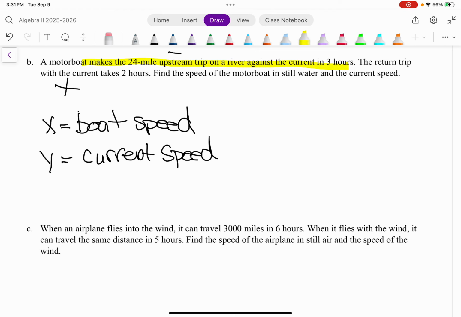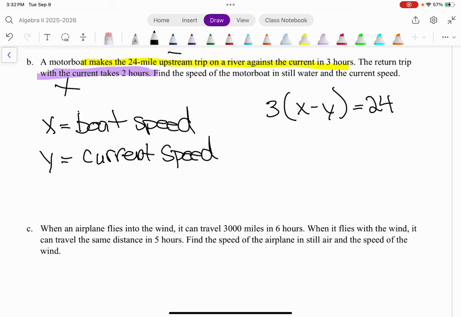So the first part was a 24-mile trip with 3 hours, and we were going upstream. So we would take the hours times X minus Y because we're taking away from our speed. So the speed needs to be smaller, equals our distance of 24. Then our second equation, we had a trip that was 2 hours, and it was the same trip that we took before. So we still are going 24 miles because we're just returning back to where we came from.